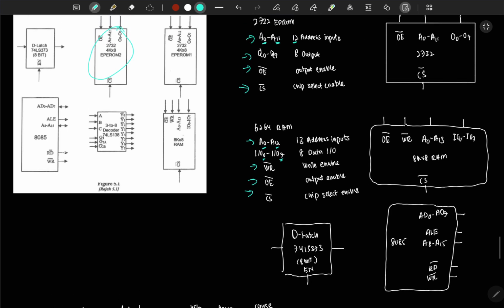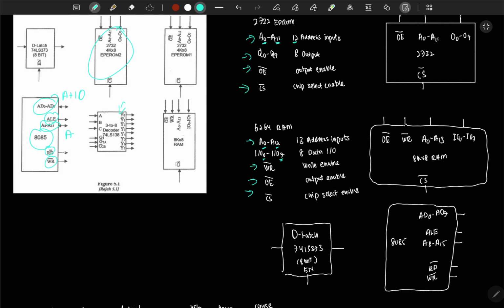Now, for 8085, we have AD, means that this is a data. It could work as address and it would also work as input output. Okay, so this is strictly for address plus IO. This is only for address. This is enable latch, it's a long term, but we will name it as enable latch. This is for read, this is for write.